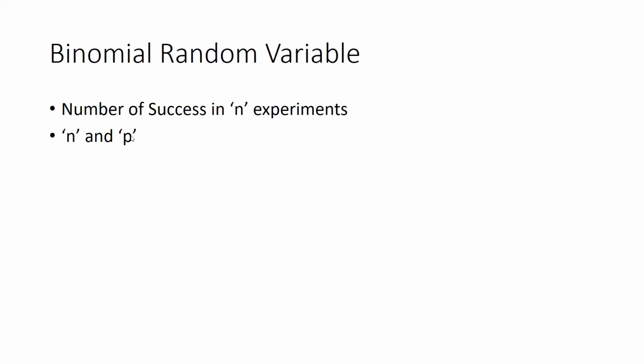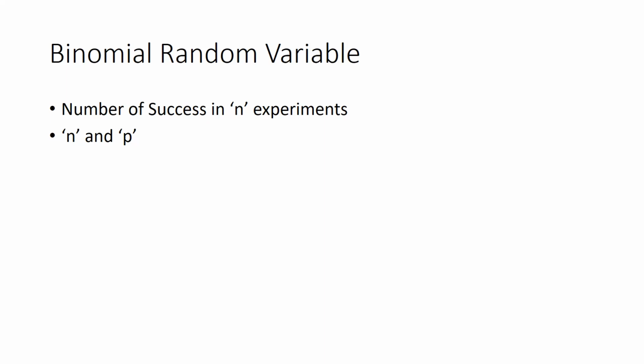Now in binomial, we have the number of successes in n experiments. So that is how it is going to be defined. The random variable is determining the number of successes in n number of experiments. And in Bernoulli, we had only one variable in our control, which was the probability of success. Over here in binomial random variable, we have two parameters in our hand. The first is the number of experiments we are going to do, and second is the probability of success. So we have introduced one new variable.